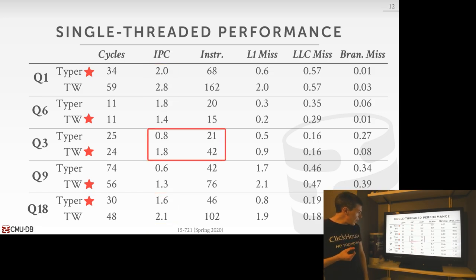All right, so the next one we want to look at are the two joins, Q3 and Q9. Again, if we look at the instructions per cycle and the number of instructions in total, just like in Q1 and Q18, Hyper is executing fewer instructions and is doing fewer instructions per cycle, but we saw that VectorWise was actually doing the best here. So this is showing you that you just can't look at instructions per cycle or instruction count to understand why performance is bad, right?